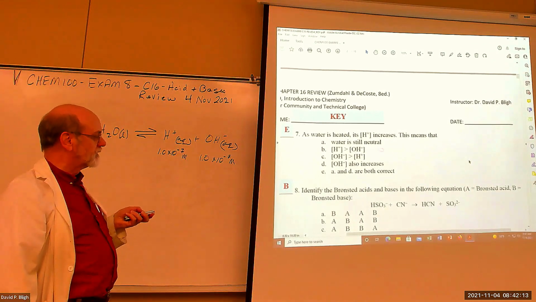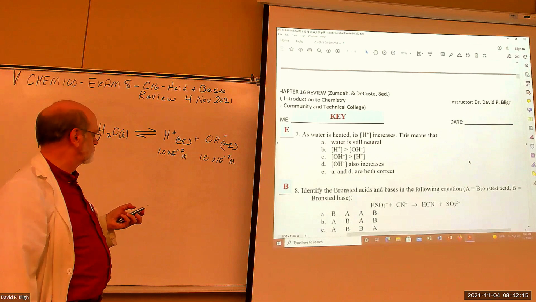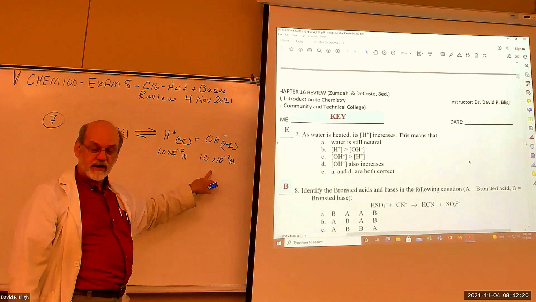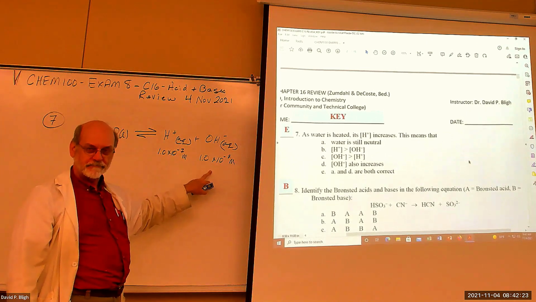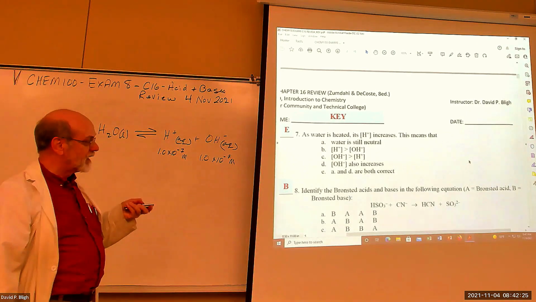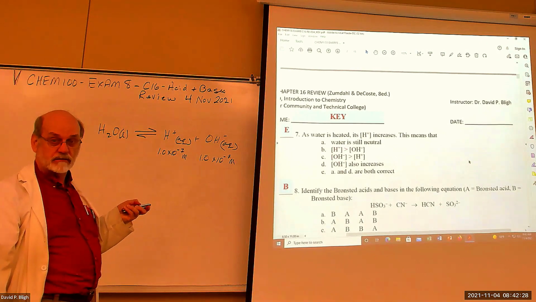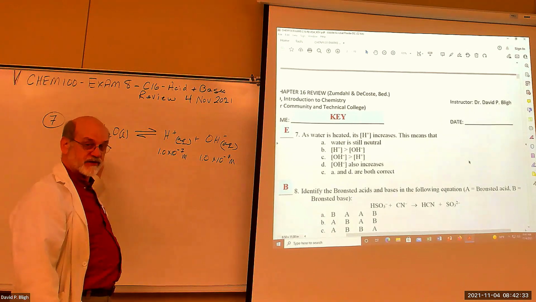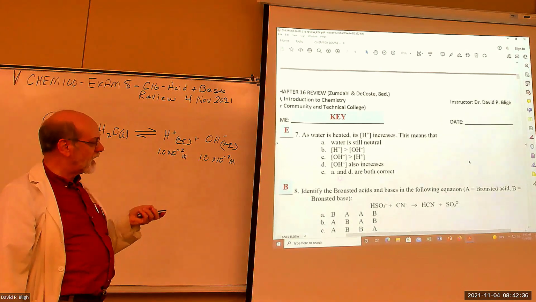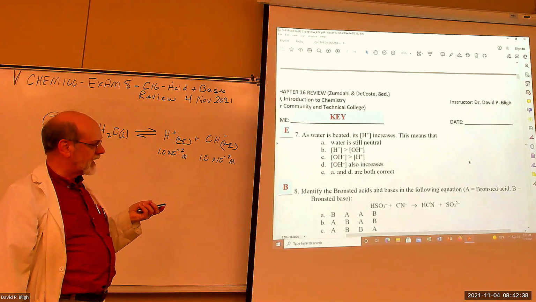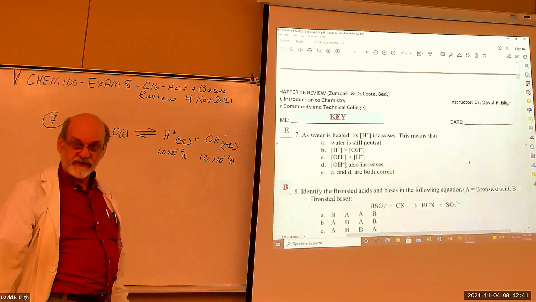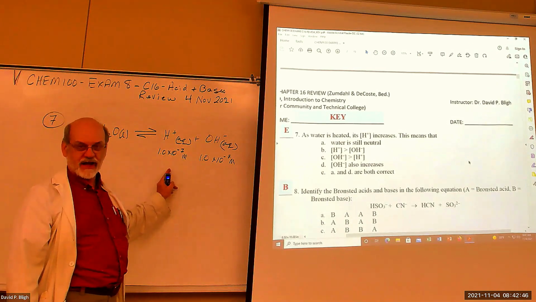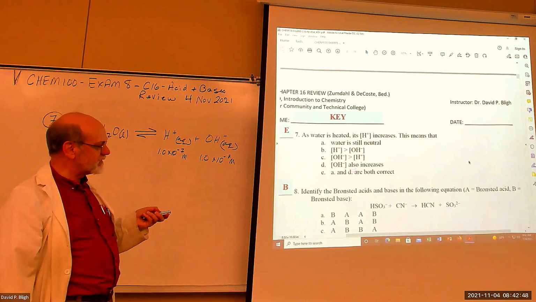This means what? Water is still neutral? Well, yeah. As long as the hydrogen ions and the hydroxyl ions are equal in concentration, we have a neutral solution. So that's true. Hydrogen ions greater than hydroxyls? No. We just said that they're equal no matter what the temperature, because they come from the same source. This one is also false. Hydroxyl also increases. That's true. And it increases to the same concentration as the hydrogen ions. So A and D are both true.